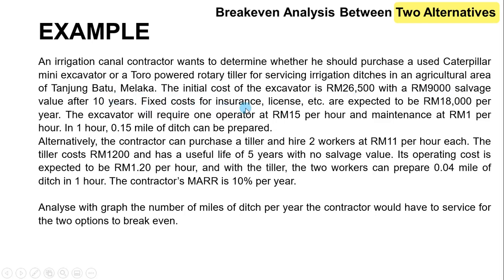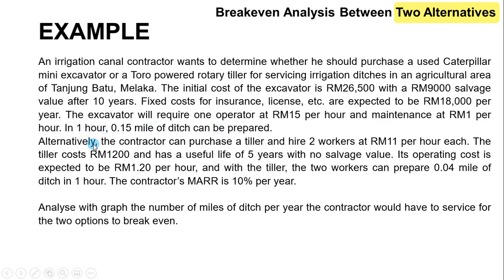Fixed costs for insurance, license, etc. are expected to be 18,000 per year. The excavator will require one operator at 15 ringgit per hour and maintenance at 1 ringgit per hour. So in 1 hour, 0.15 mile of ditch can be repaired.